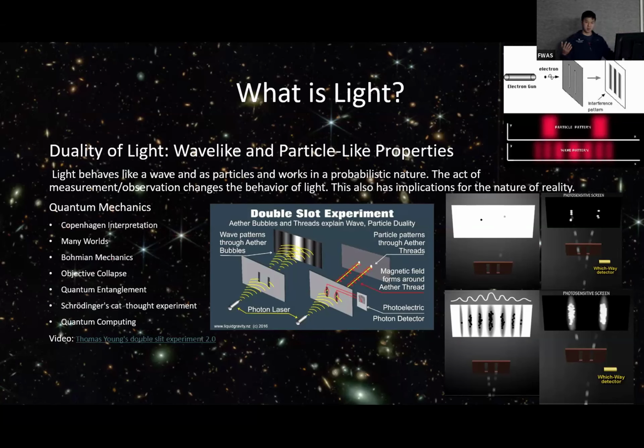Quickly, quantum mechanics. The wave-particle duality of light is what you get with quantum mechanics. There are a lot of interpretations, but the big one is the Copenhagen interpretation: everything exists in a probability until it is measured or observed, and then it collapses. And then there's the many-worlds interpretation, which says that you don't have a collapse. You just have infinite universes.